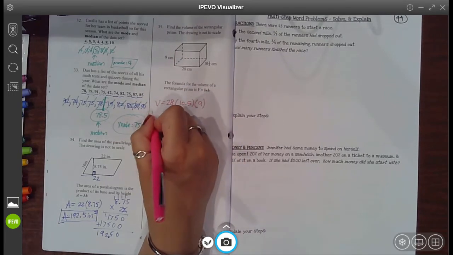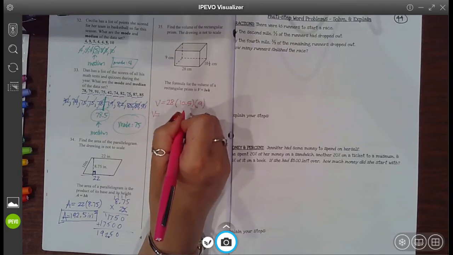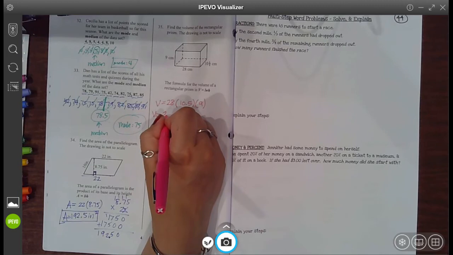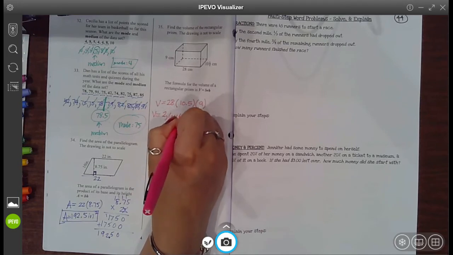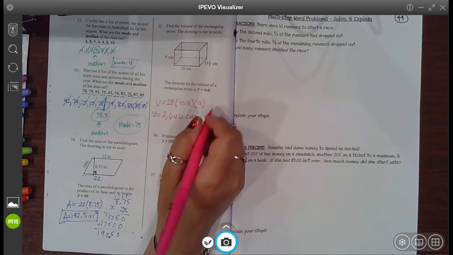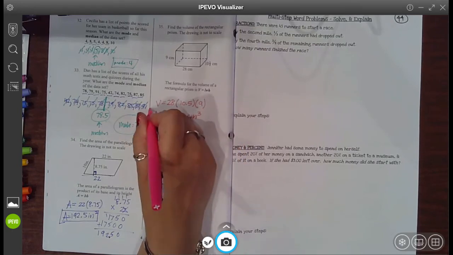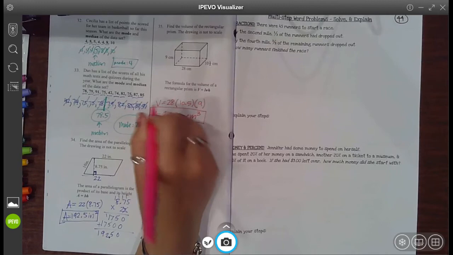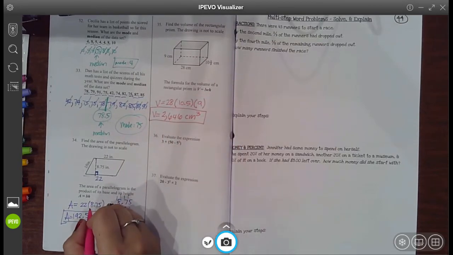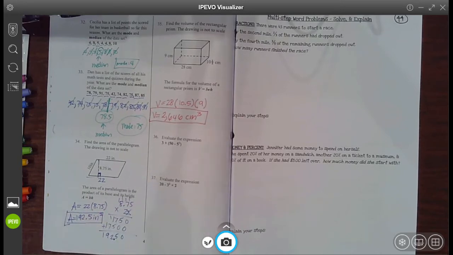Okay, type that into your calculator. 28 times 10.5 times 9, you'd get 2,646 centimeters cubed. Volume is always cubed, to the 3rd power, because you have centimeters times centimeters times centimeters. There's 3 of them. Here you just had inches times inches, so 2 of them, so it was squared.